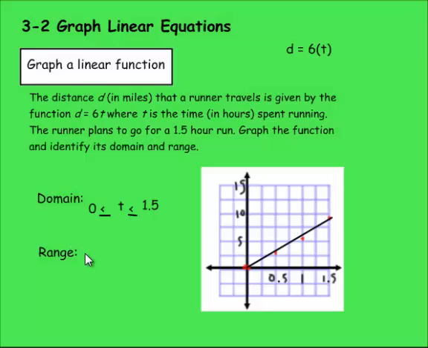Our range then is how far we ran, our distance. We can't run negative, so the same thing with this. Our range would be greater than or equal to 0. But how far could we run? Well, if we can only run at a 6 mile per hour pace, the highest we could run would be 6 times 1.5, which we found to be 9. So our range would be less than or equal to 9.